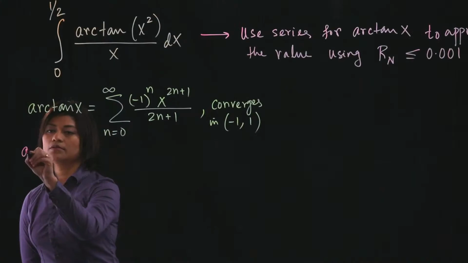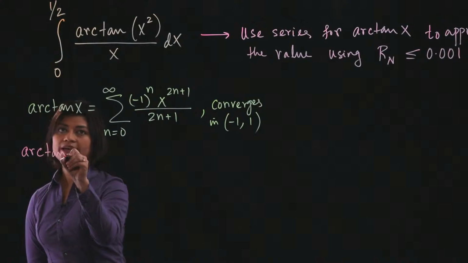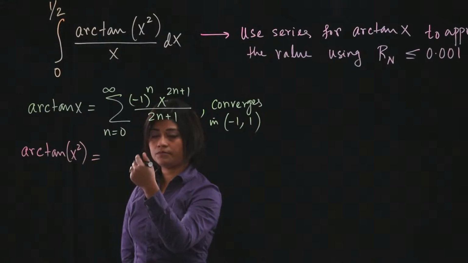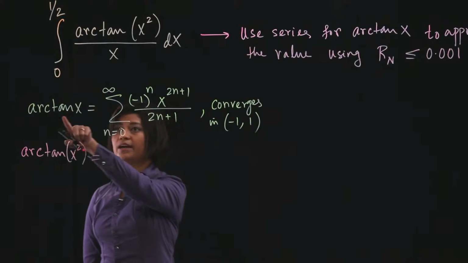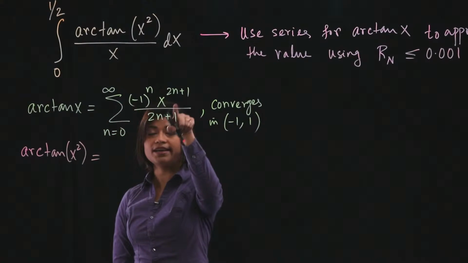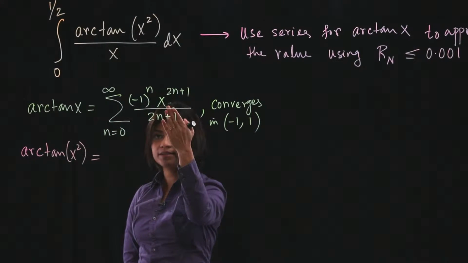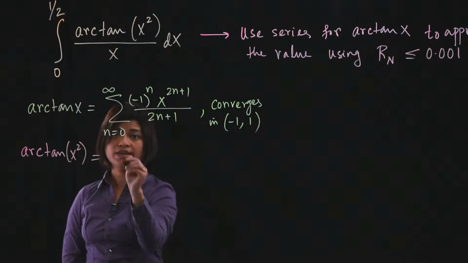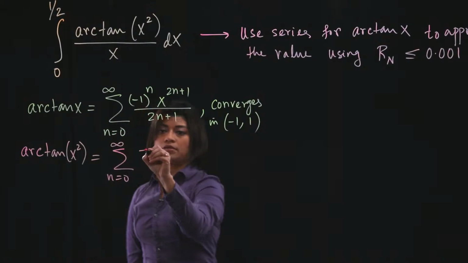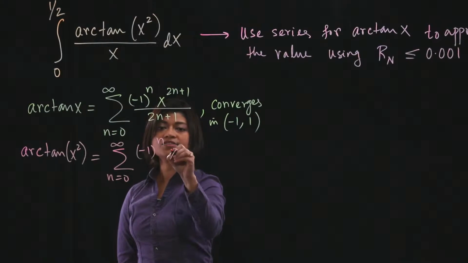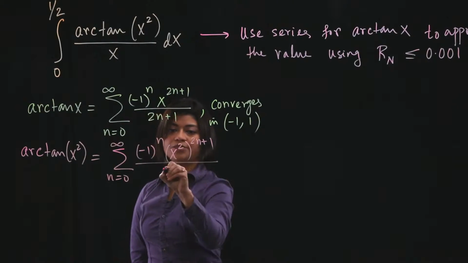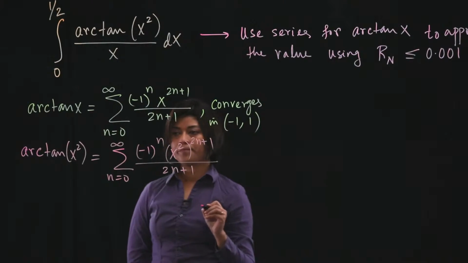So what is arctangent of x squared? Using the property of series, you know that if you have the series for arctangent of x, you just replace x by x squared, and you will get the series for arctangent of x squared. So this series will be -1 to the n x squared to the power 2n plus 1 divided by 2n plus 1.